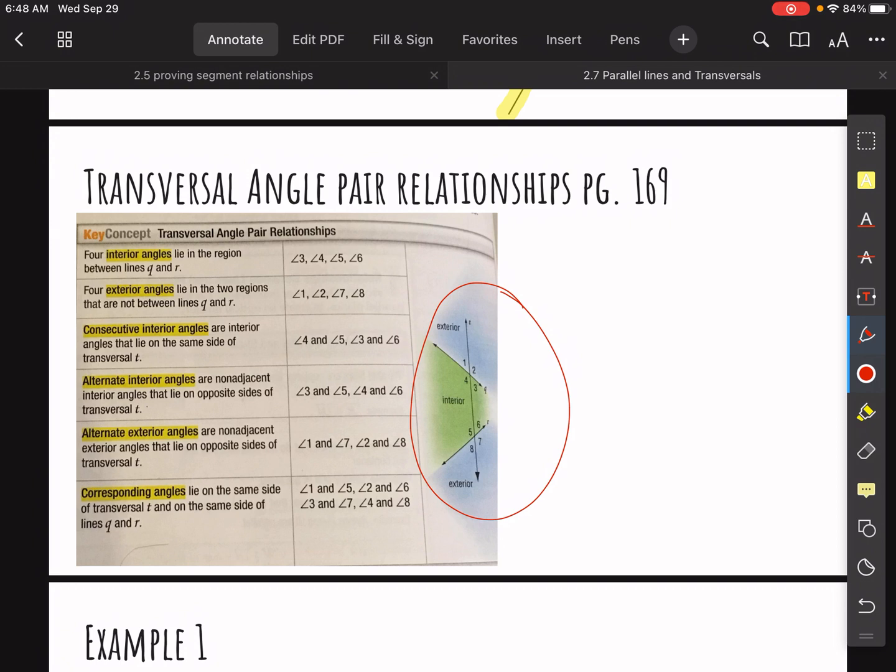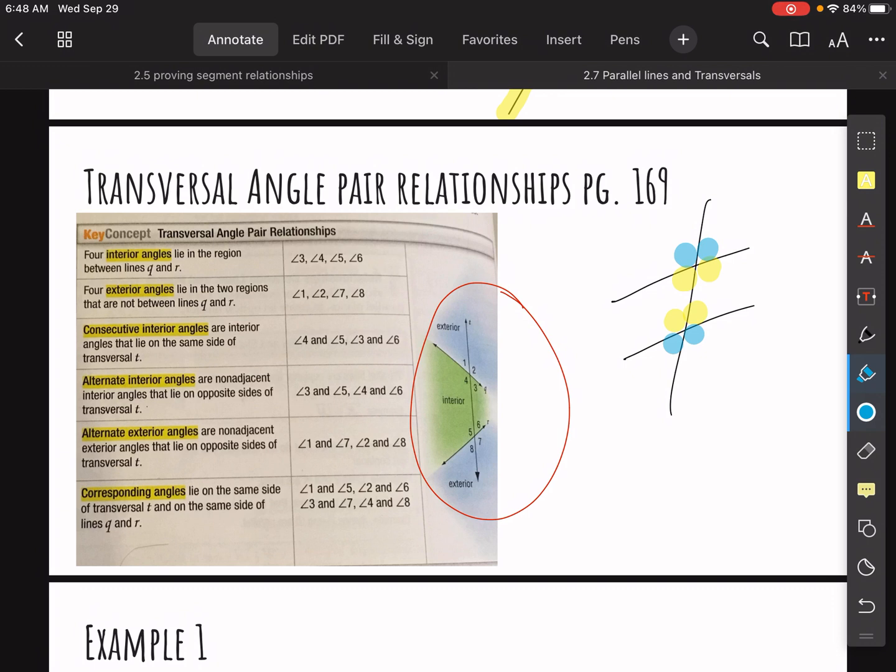Okay, so if you have a transversal that cuts through any two lines, like a pair of lines, right? So if you have a transversal that cuts through here, what it creates is four interior angles. Those are called interior, okay? So that's interior. Next, it says we also have four exterior angles, right? So that would be the blue dots here. Okay, so we have four interior angles, four exterior angles.